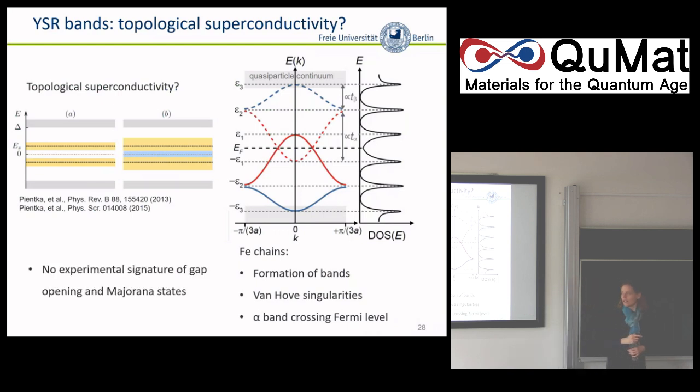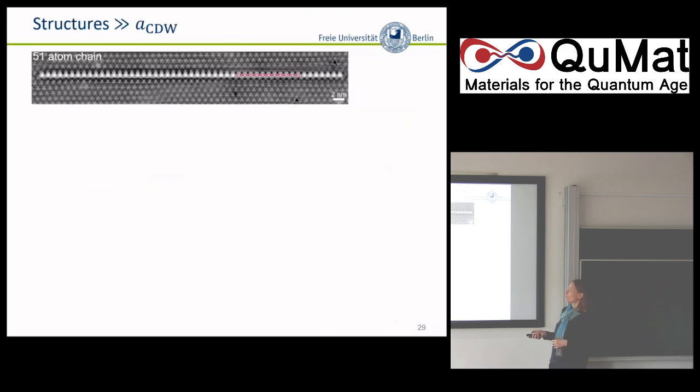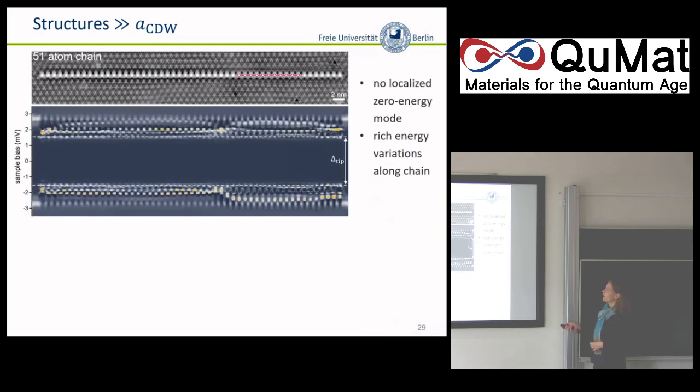So you can, of course, ask the question, is there a topological gap opening, and are there Majorana states? And I have to disappoint you, we see none. Neither do we see a small gap opening, nor do we see localized end states. And well, so far I was showing you a chain that had 11 atoms. You could argue, oh, well, maybe then the end states hybridize or you fill your gap. But we then went to larger structures, up to 51 atom chains. And no, you look at it.